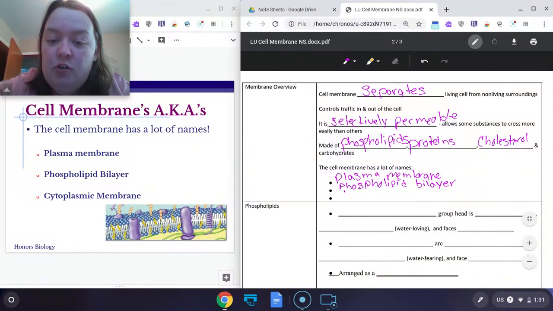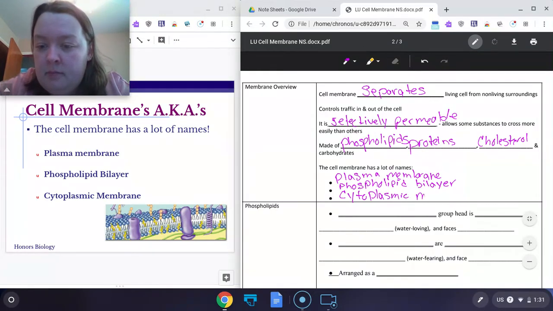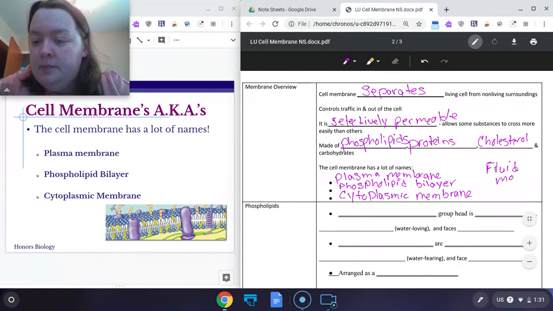the cytoplasmic membrane, and there's no space to put it, but there is another one that you sometimes hear, and that's called the fluid mosaic model.